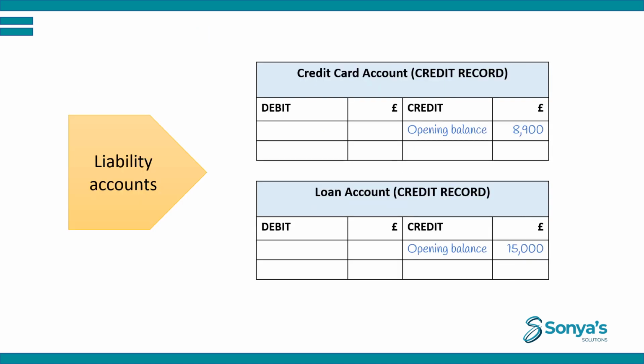Here we have two liability accounts. The credit card account is showing that the business owes £8,900 on its credit card. The loan account is showing that it owes the loan provider £15,000. Crediting these accounts will increase the business's liability, the amount owed. Debit entries will reduce the debt.